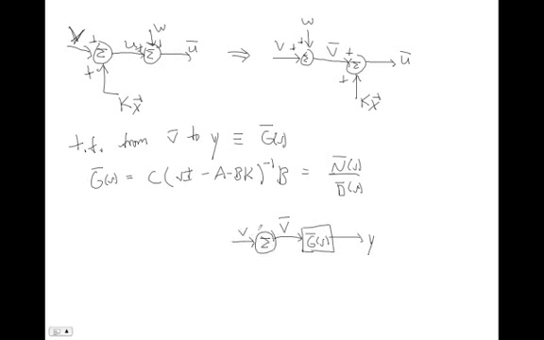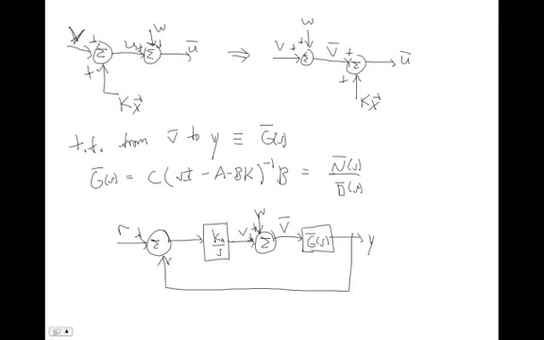V bar is equal to V plus W. And what is V? If we go back to our diagram from the previous slide, V was equal to Ka over S. I just combined the integrator and the integrator gain into one block now. And what went into the integrator? Well, that was the error, the difference between R and Y.